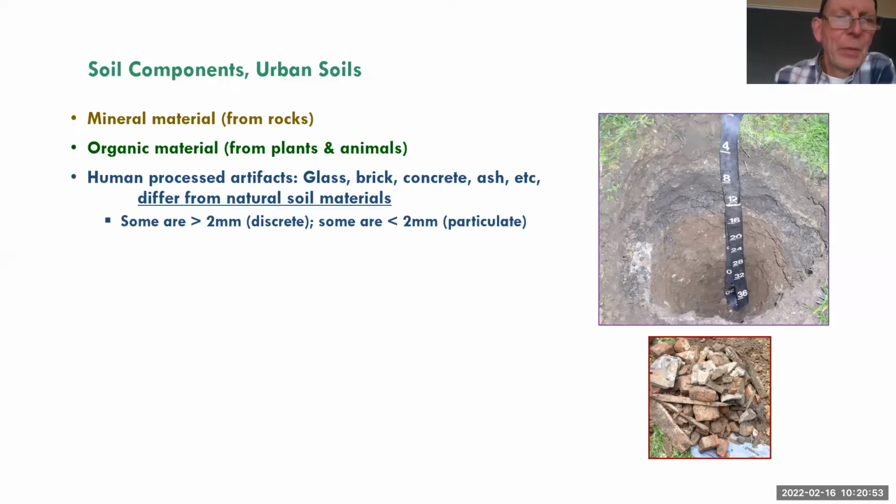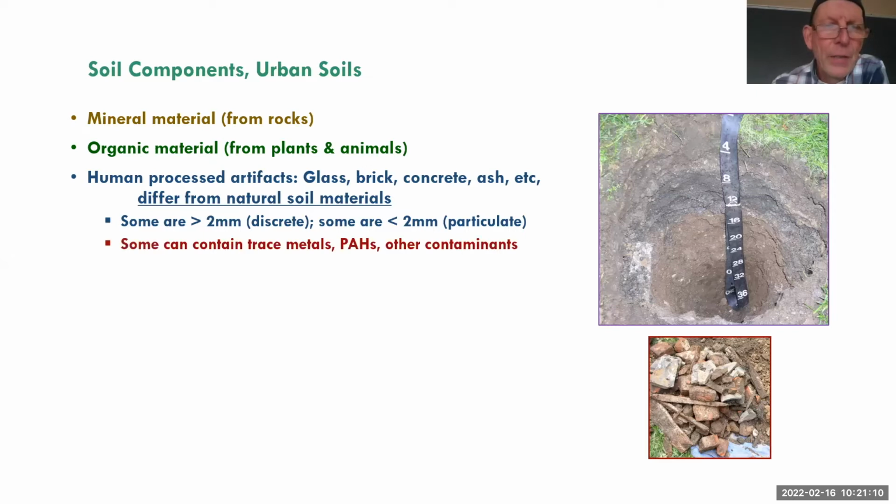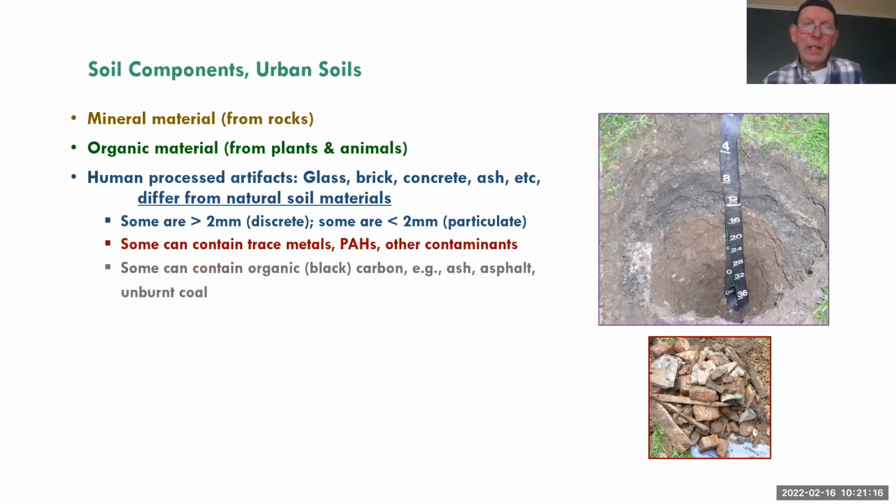And some of these human processed artifacts are actually coarse fragments. They're greater than 2 millimeters, which we call discrete. Some of them are actually smaller than 2 millimeters and not as easy to recognize in the soil, and we call these particulate. So some of these artifacts can contain trace metals, PAHs, other contaminants. Some can contain black carbon, things like ash, asphalt, unburnt coal.